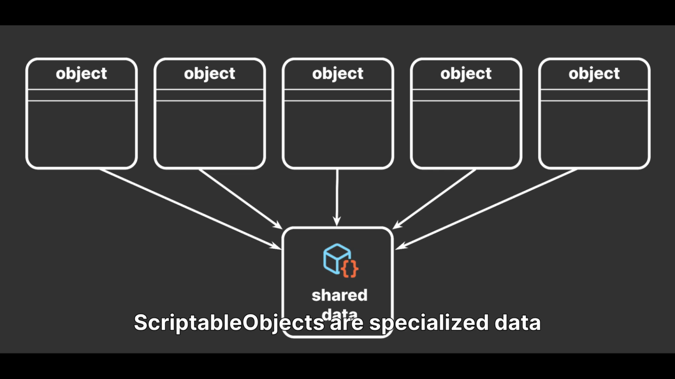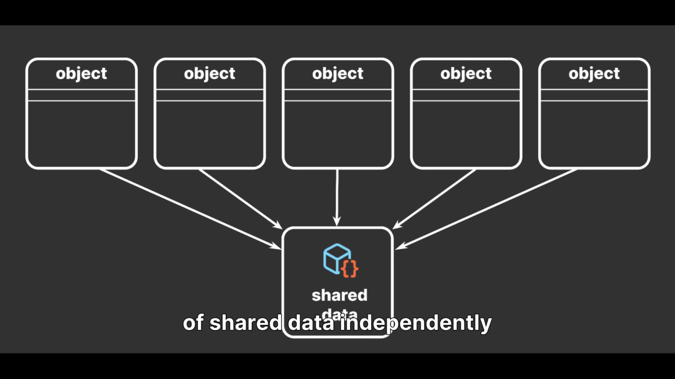Scriptable objects are specialized data containers in Unity, designed to store large amounts of shared data independently of specific class instances. Think of them as blueprints for data, allowing you to define a structure for information that can be easily reused and managed across your game.